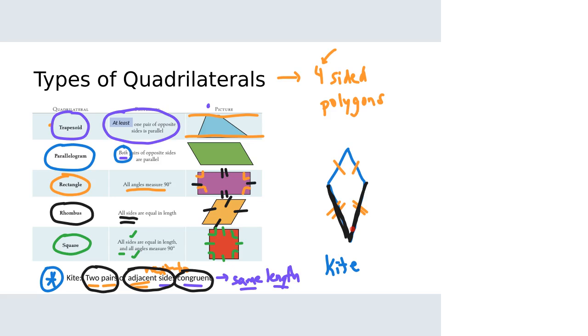And then I need the same thing to happen on the top. And sure enough, I have another pair of adjacent sides that are congruent. So I have two pairs of sides that are next to each other that have the same length. And that's what makes that a kite.